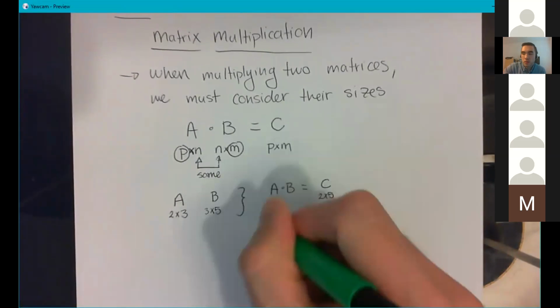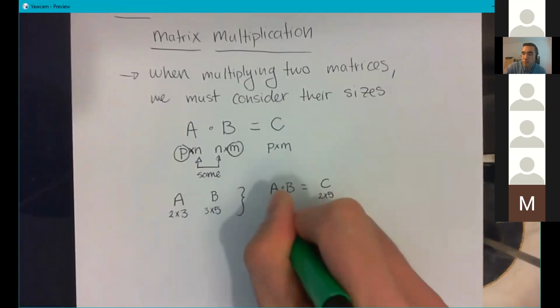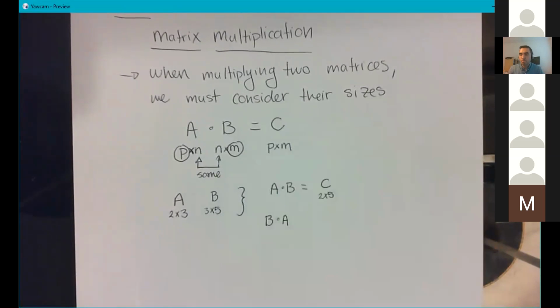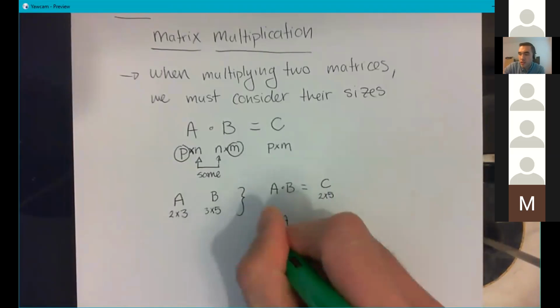And notice the following. What would happen if I multiplied matrix B times matrix A? A natural response is that it would be 5 by 2, the same thing but flipped. But it's actually that second one. Wait, who said that? It wouldn't work. Why wouldn't it work, Alex? It's 3 by 5 and 2 by 3. It's not the same. Exactly.